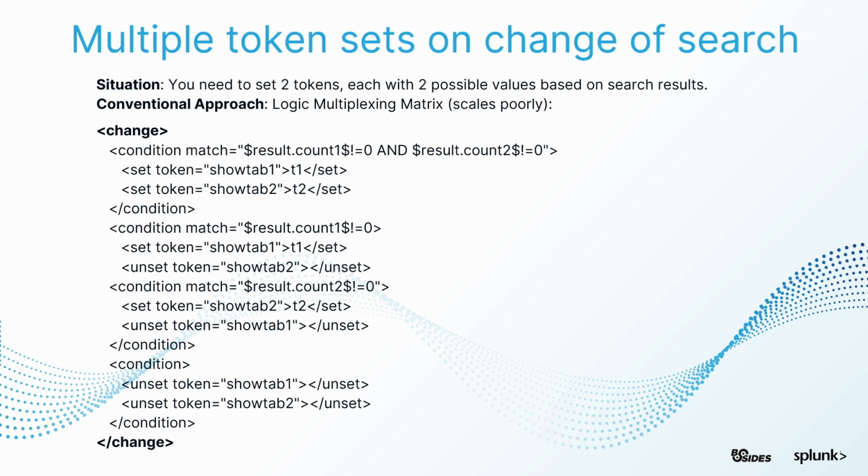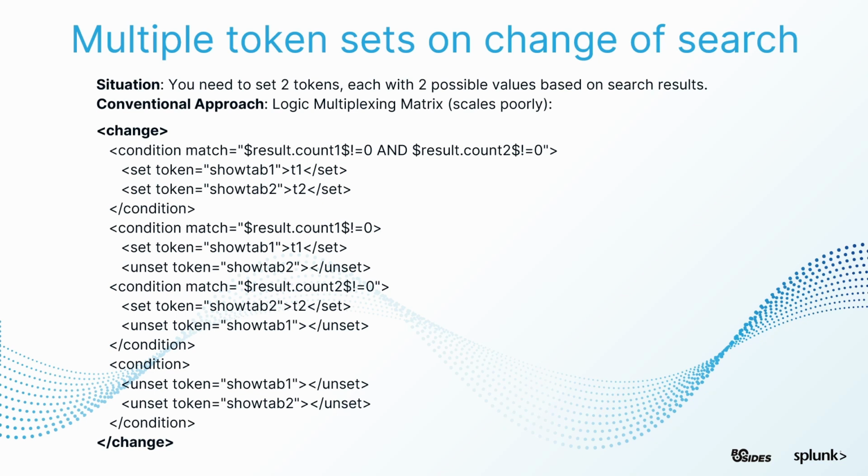Now, if both of those are not greater than 0, not equal to 0, it moves on to the next condition match, which is count 1 not equal to 0. And if count 1 is not equal to 0, it will set that show tab 1. And the third condition match is count 2 not equal to 0, show tab 2. And if neither of those are true, it will not show either of them. Both of those tokens will be unset.